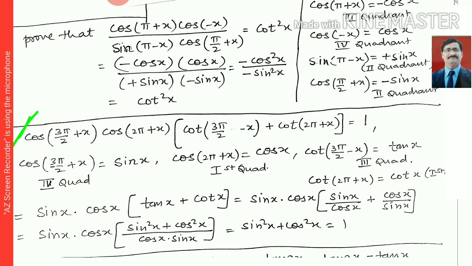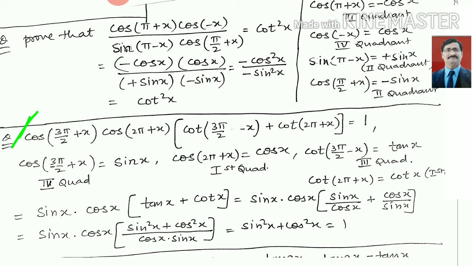Okay, next question is cos(3pi/2 + x) cos(2pi + x) bracket cot(3pi/2 - x) + cot(2pi + x) equal to 1.